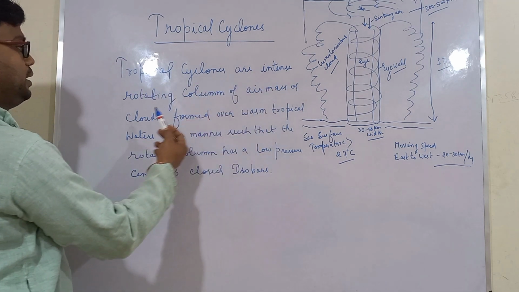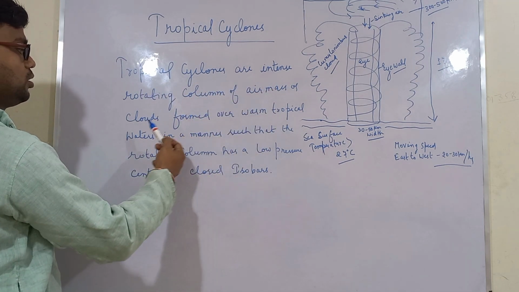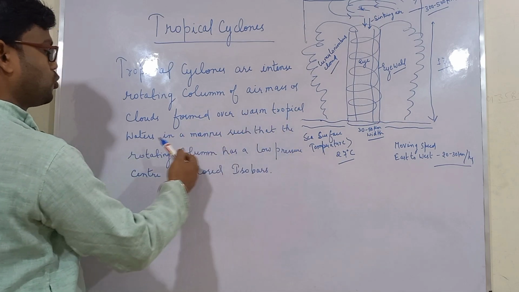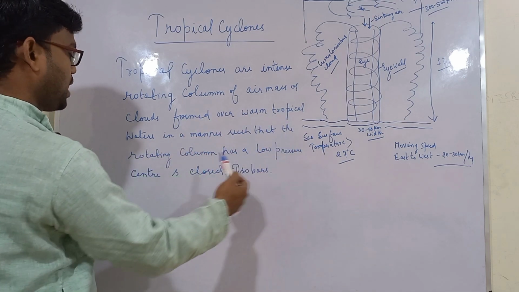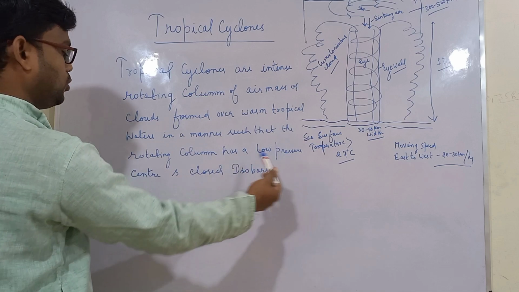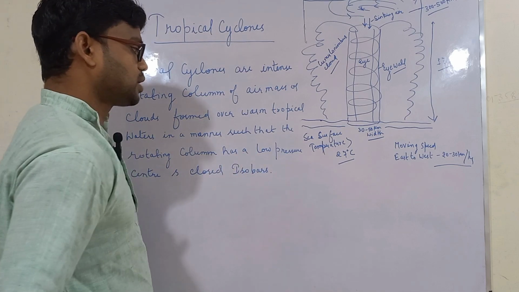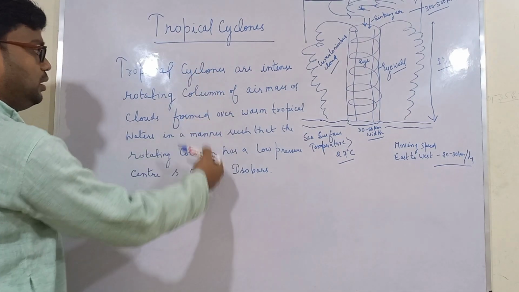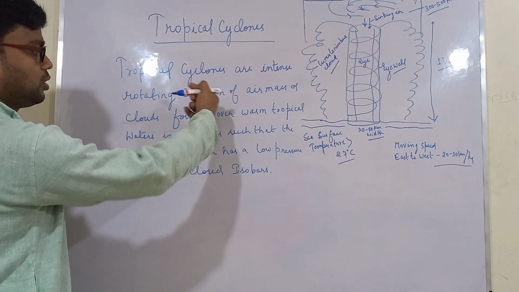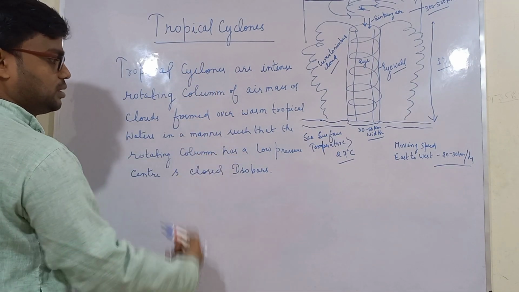Tropical cyclones are intense rotating columns of air mass or clouds formed over the warm tropical waters in a manner such that the rotating column has a low pressure center and closed isobars. Now we will study what this actually means.